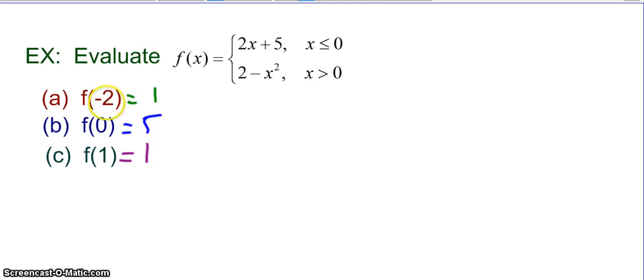Alright, so f of -2. Since x is -2, I'm going to use this piece of the function because this piece exists when x is less than or equal to 0. So I substitute a -2 and I get 1. F of 0, again, I'm still using this piece because this includes 0, so I plug in 0 and I get 5. F of 1, now I'm using this piece, I plug in 1 and I get 1.